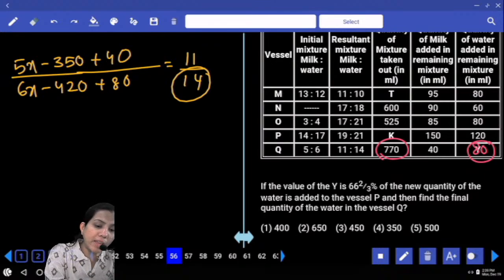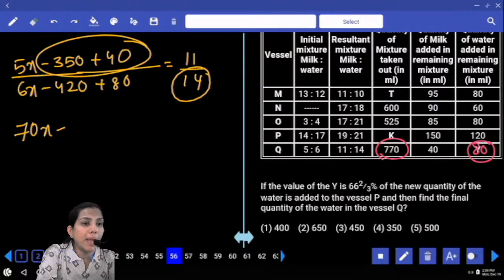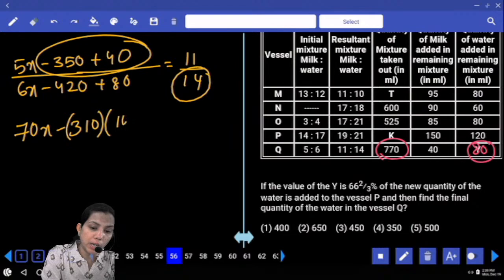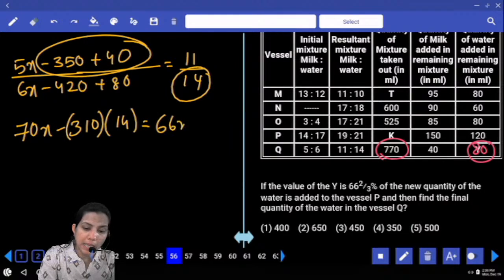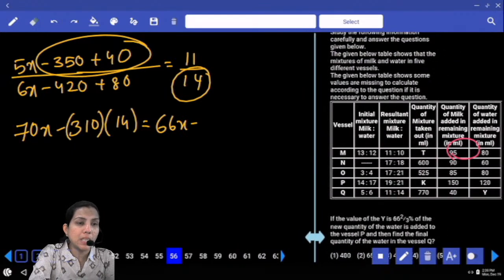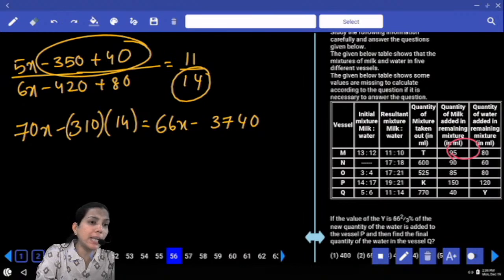వాట్ ఈస్ 14 into 5x? 70x. మైనస్ వాట్ ఈస్ 350 and 40? మైనస్ 310. మైనస్ 310 into 14 చేస్తుంది. మైనస్ 310 into 14 is equal to what is 6 into 11? 66x minus what is 420 plus 80? Minus 340 into 11. Minus 340 into 11 అంటే 3740. 340 into 11 కదా, 3740. What is 310 into 14?